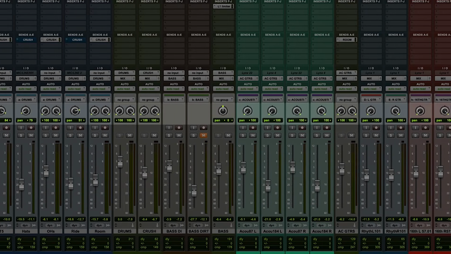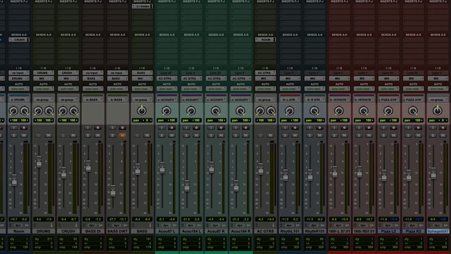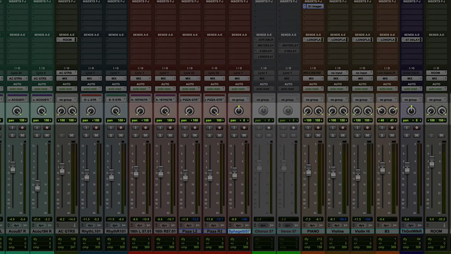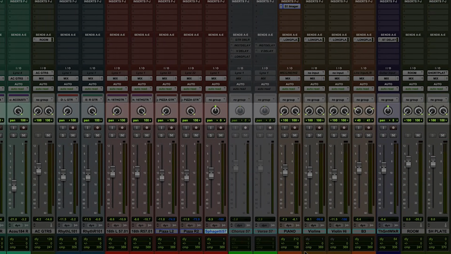So that means for me, my main rhythm guitars are hard panned, 100% left, 100% right. Any background vocals and vocals that are doubled, they're usually panned out 100% left and right. Acoustic guitars, hard panned, overheads, pianos, hard panned, 100%.